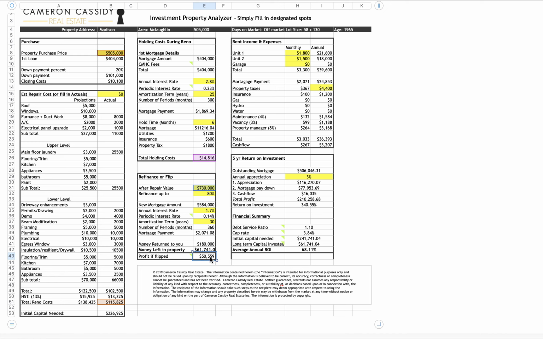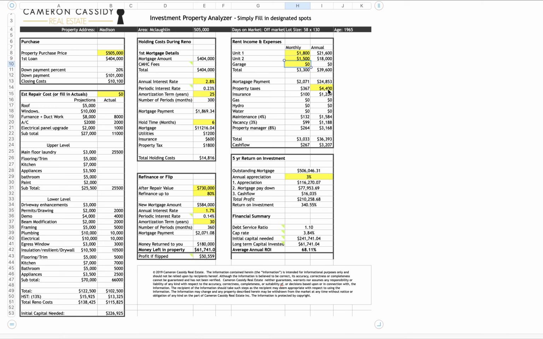If we were to flip this, we could make $50,000 right off the bat. But in this case, we are going to decide to hang on to it. On the right here, we have our rental income and expenses. So what each unit is going to rent, if there's a garage. Again, this sheet is mostly for analyzing single-family properties or legal 2 units. I do have a multifamily one too that I will share as well.